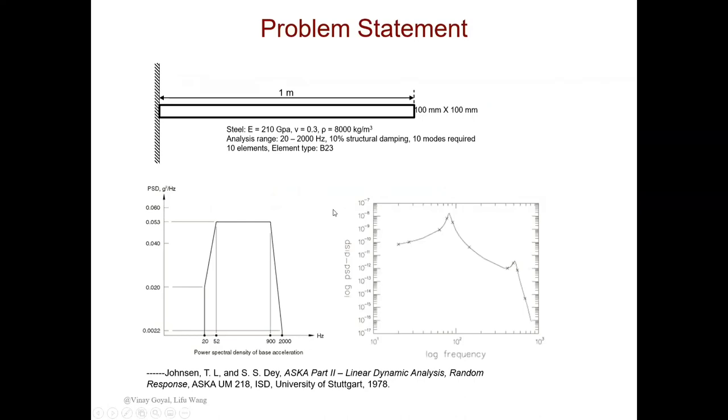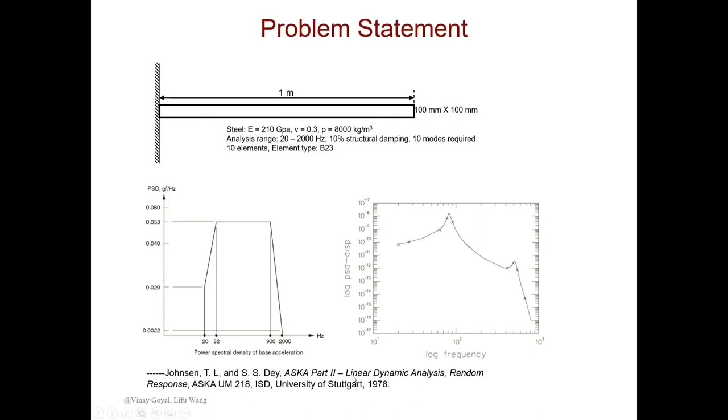So we're going to apply Abaqus to do two problems. The first one is a typical cantilever beam, which has a length of 1 meter and the cross-section area is 100 millimeters by 100 millimeters. The material property is steel, which has Young's modulus of 210 gigapascal, 0.3 Poisson's ratio, and 8,000 kilograms per meter cubed. The analysis range we are going to use is from 20 hertz to 2,000 hertz, and 10% structure damping is going to be used. And we're going to use 10 modes to do the analysis. The entire beam is split into 10 elements, and the element type is B23, which is a two-node cubic beam element.